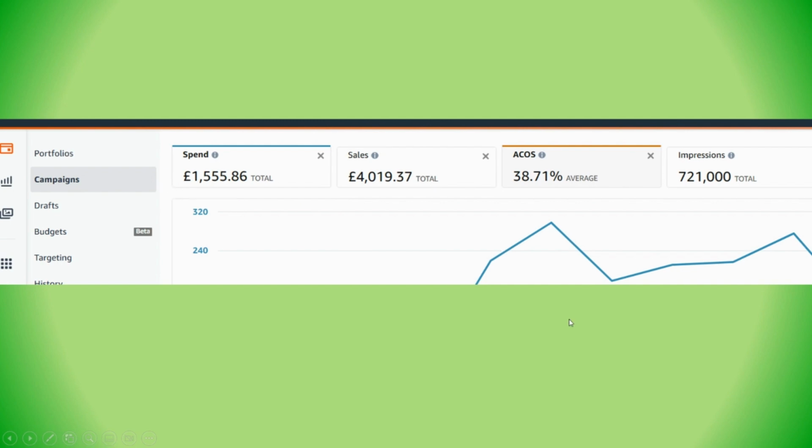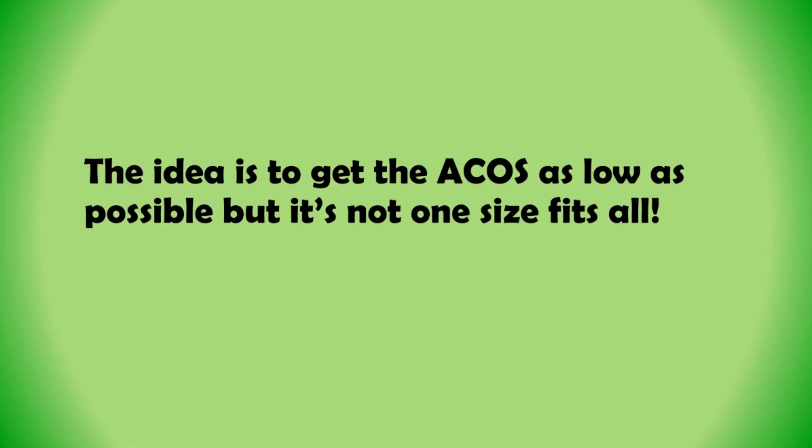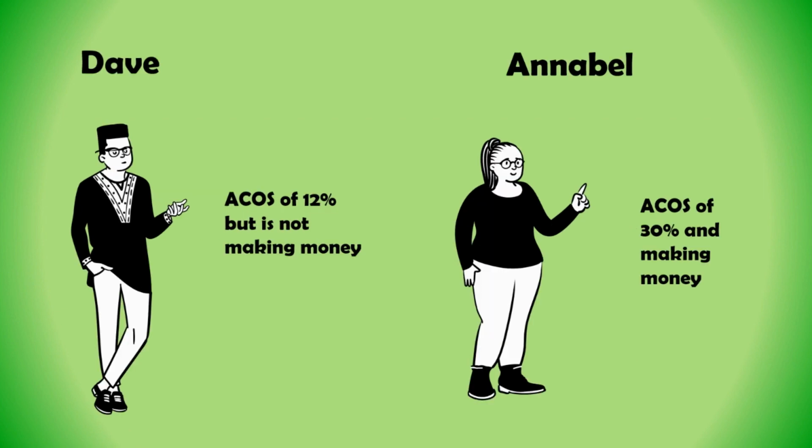So it's really important that you know what level your ACOS needs to be in order to make you money. Now, the idea is to get your ACOS as low as possible, but unfortunately, it's not one size fits all. Here we've got two people. We've got Dave. He's got a really low ACOS with just 12%, but he's not making any money. Whereas Annabelle has an ACOS of 30% and she is making money. How is that possible?